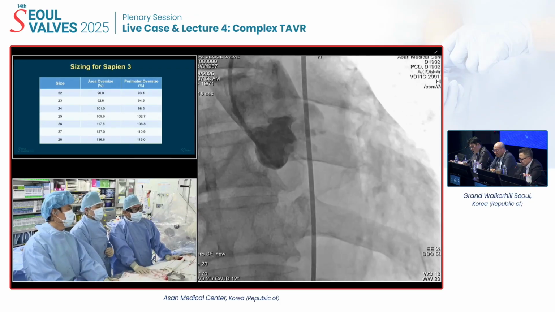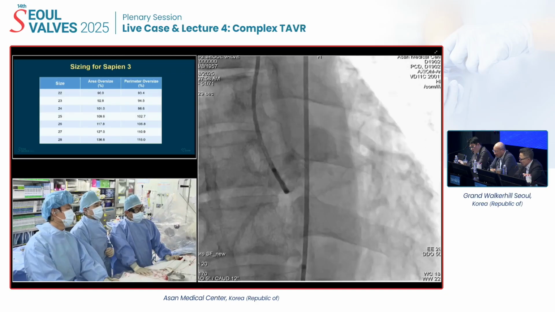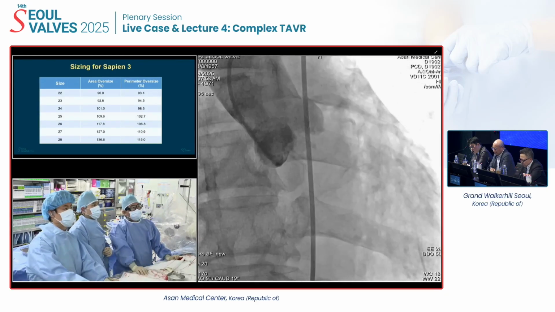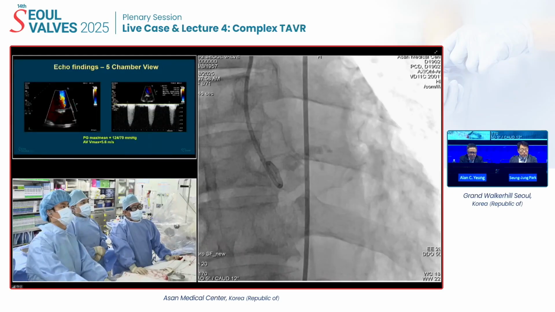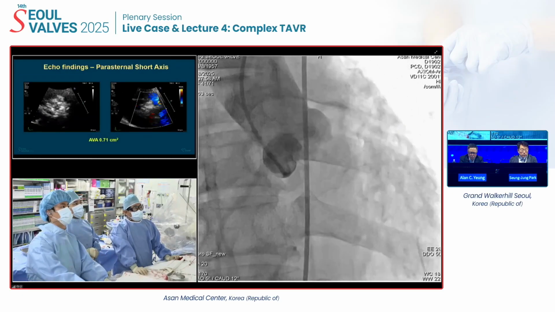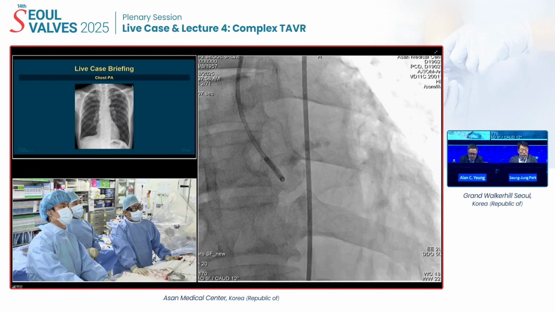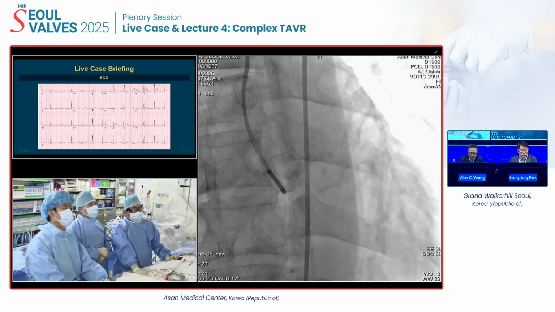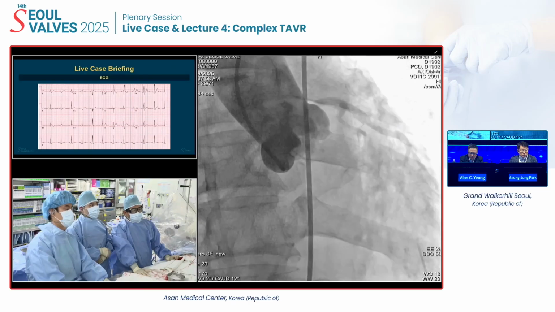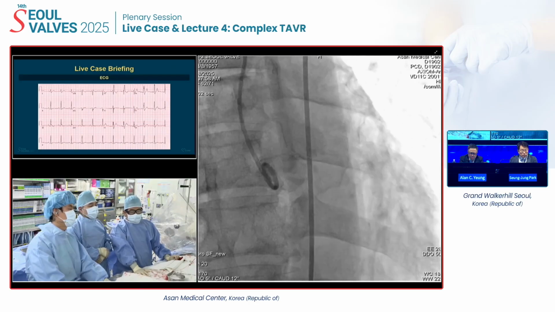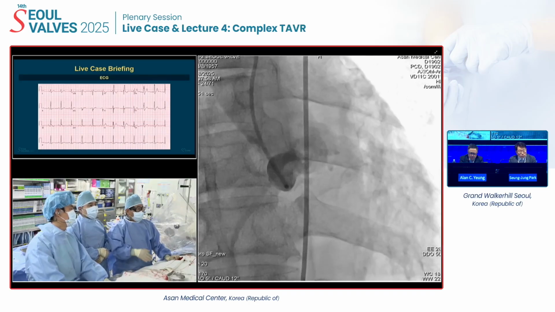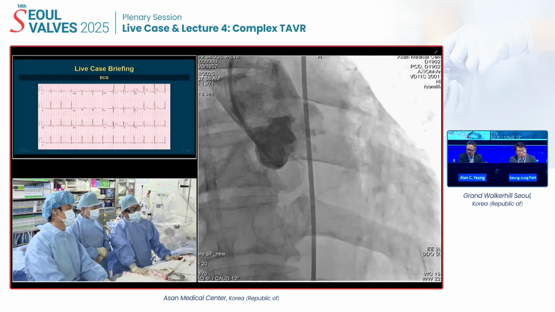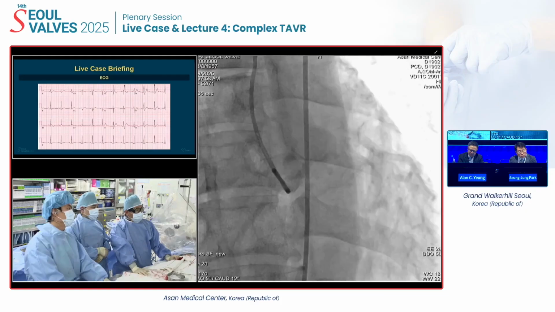The second point is that the patient's baseline is RBBB. Could you show us the EKG? As you know, baseline RBBB is associated with a very high risk of permanent pacemaker implantation. So considering the relatively younger age, we have to avoid permanent pacemaker implantation. We make every effort to avoid the risk of permanent pacemaker implantation.